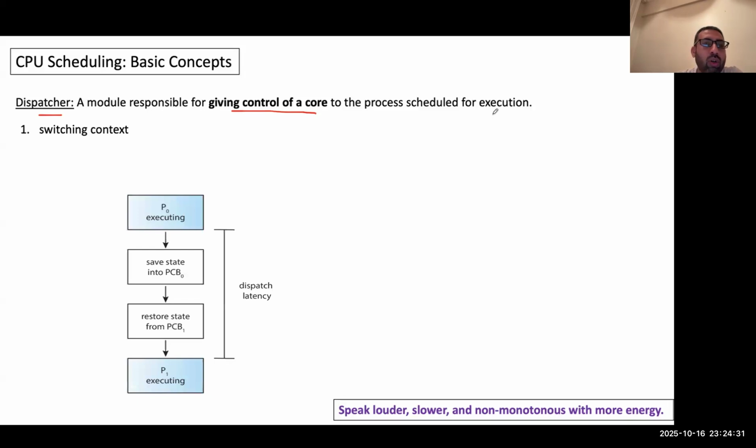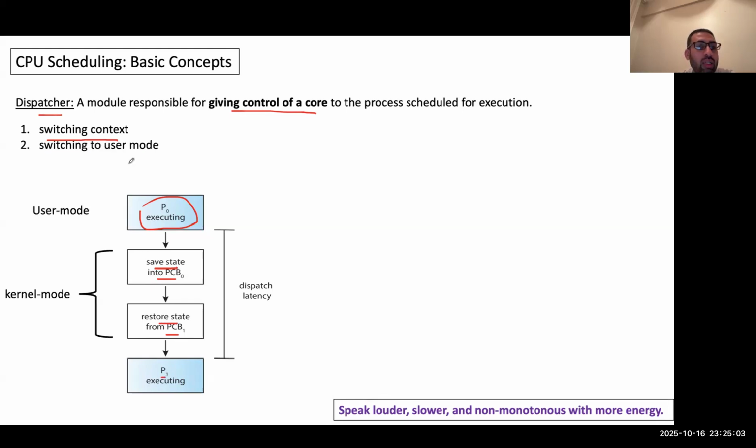And how does it do so? In three steps. First, by performing a context switch. We already have seen what a context switch is. For example, if process 0 or thread 0 is executing, and a context switch happens, the system will save its state into PCB 0, and it will restore the state of the other process from its process control block, PCB 1, and then P1 will start executing. So one thing that the dispatcher does is the context switch.